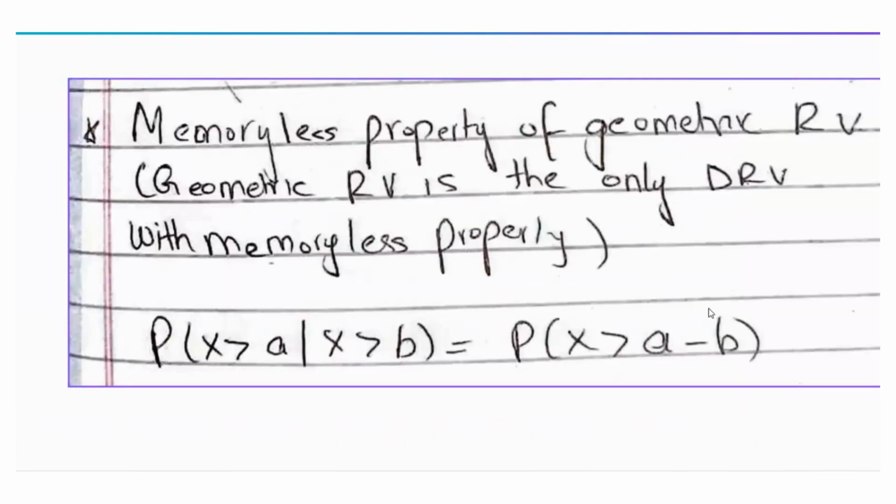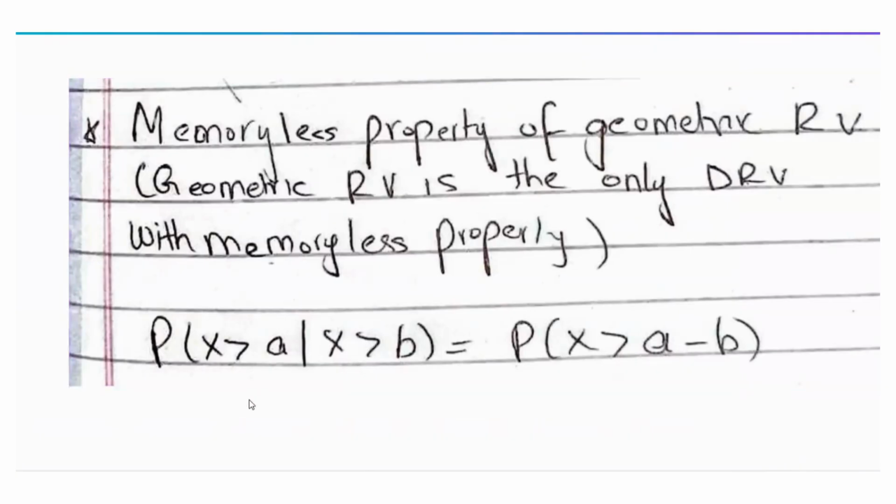And then we also have memoryless property for geometric random variable. It's the only discrete random variable with this memoryless property, which says that probability x is greater than a, given x is greater than b, can be simplified as probability x is greater than a minus b.